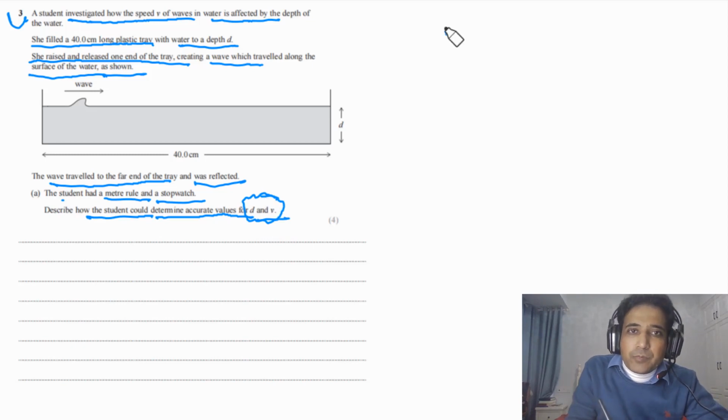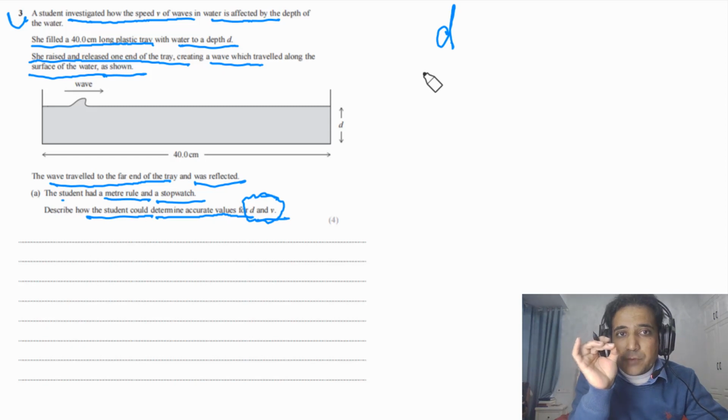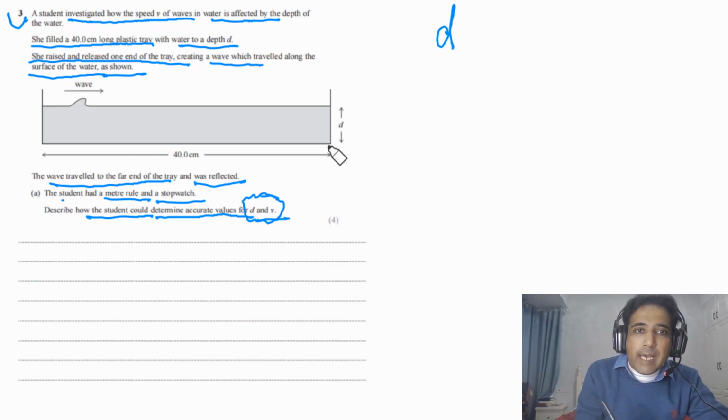So first of all, for d, how can we determine an accurate value of d? The first thing we have to make sure is that when we place the meter rule, it has to be perpendicular to this one.